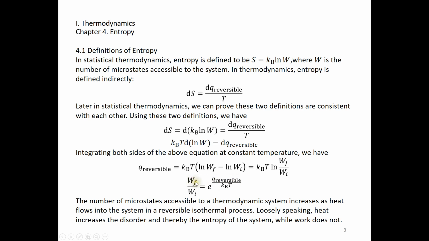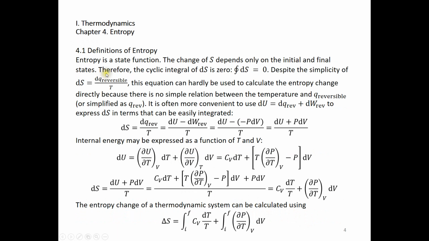microstates in the end. The number of microstates accessible to a thermodynamic system increases as heat flows into the system in a reversible isothermal process indicated by this equation. And loosely speaking, heat increases the disorder and thereby the entropy of the system, while work does not, because when we do work to the system, we're not changing the occupation numbers. Entropy is a state function. The change of entropy depends only on the initial and final states of the system. Therefore, the cyclic integral of dS must be 0, so it's expressed here.